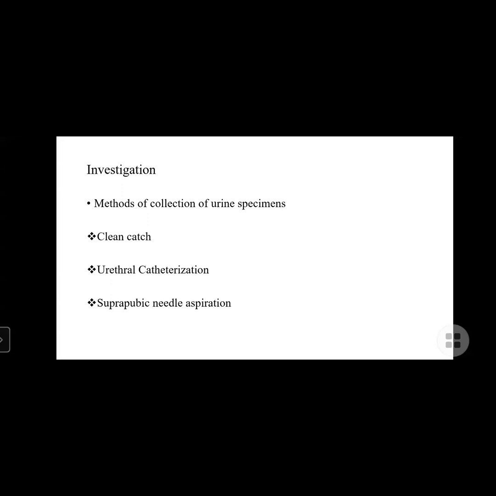The next one is urethral catheterization. This method is usually used in patients who, for some reason, are not able to urinate, and also in elderly patients who you wouldn't trust to do the clean catch method. Also in children, because they wouldn't be able to do the clean catch method. And then we can also do the suprapubic needle aspiration, though this is rarely done. It's usually done when there's no other alternative.